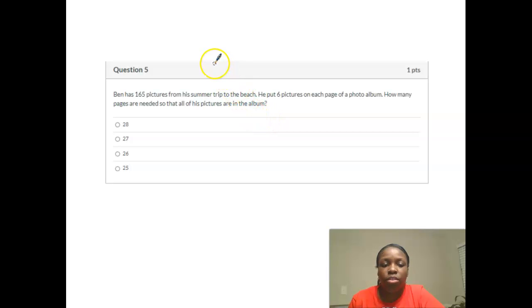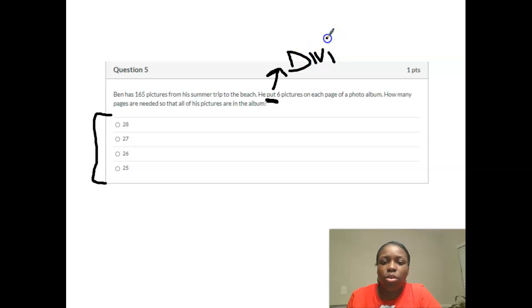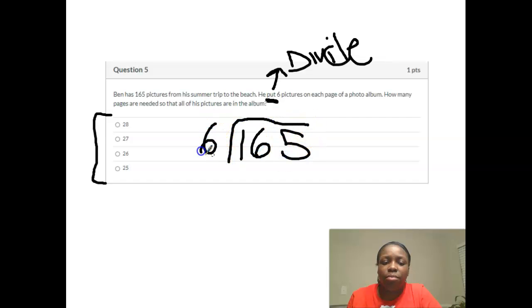So first I need to figure out, is this a division or multiplication problem? Well, I can look at my answer choices first and tell that these are smaller numbers. So I know that if I'm looking for smaller numbers, I have to divide. And then I look and find my key word here that tells me I need to divide. Well, I see put. And if I'm putting something into something, it always means to divide. Put means divide. So we are going to be dividing 165 divided by 6.